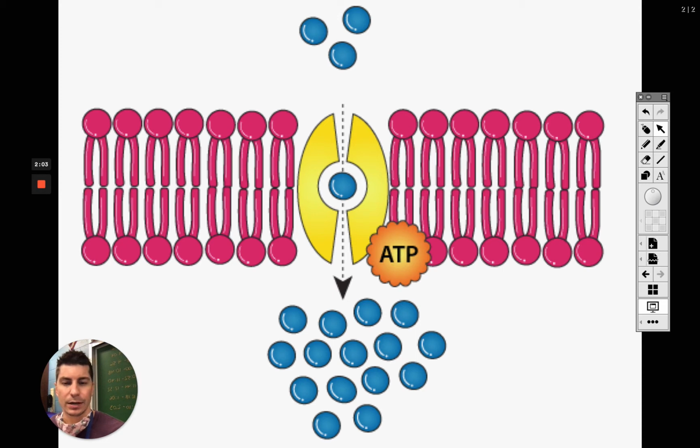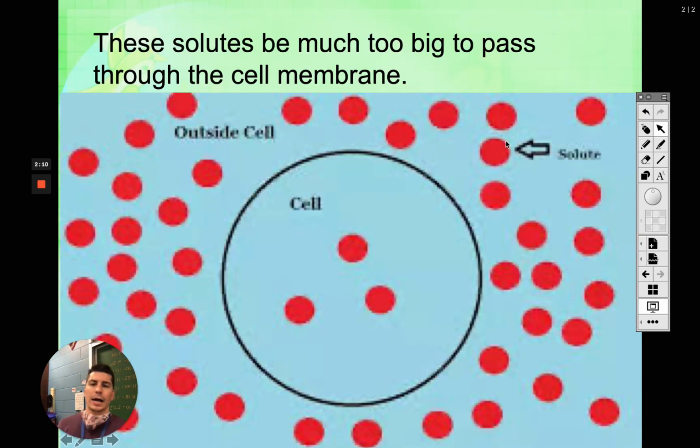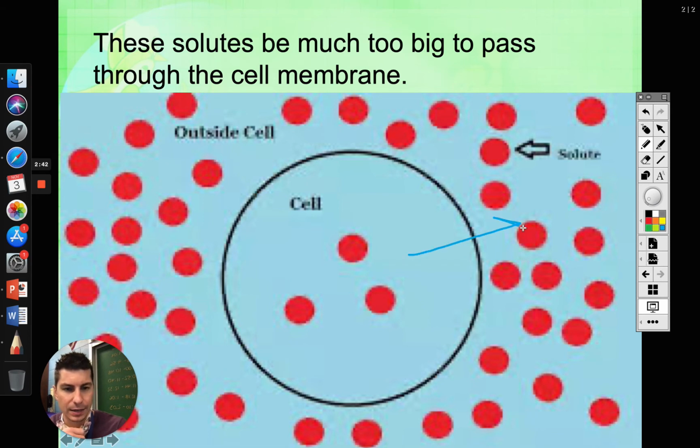So here's an example of active transport, guys. We're going from low to high concentration here, and we need ATP, all right? Sorry, guys, the picture's a little blurry, but these solutes are much too big to pass through the cell membrane, okay? If the solutes are too big to pass through our cell membrane, we have to move, instead of the solute, the solvent, okay? If we are moving that solvent, we are going to be going from wherever there is less solute to more solute, okay? So in this example, we'd be moving water instead, and the water would leave the cell and go out. So this would be osmosis.